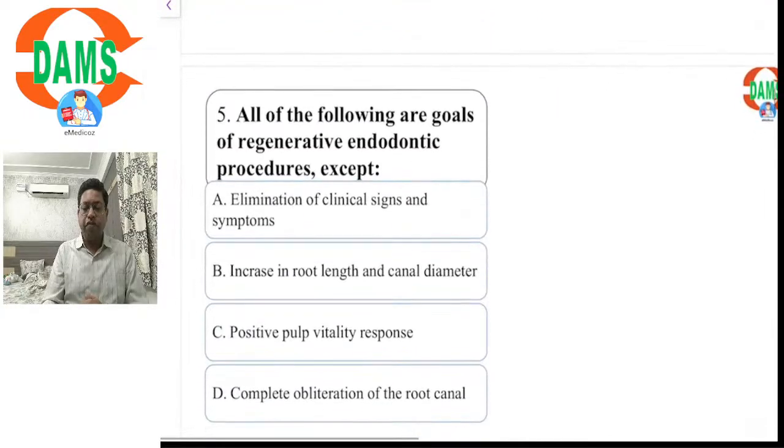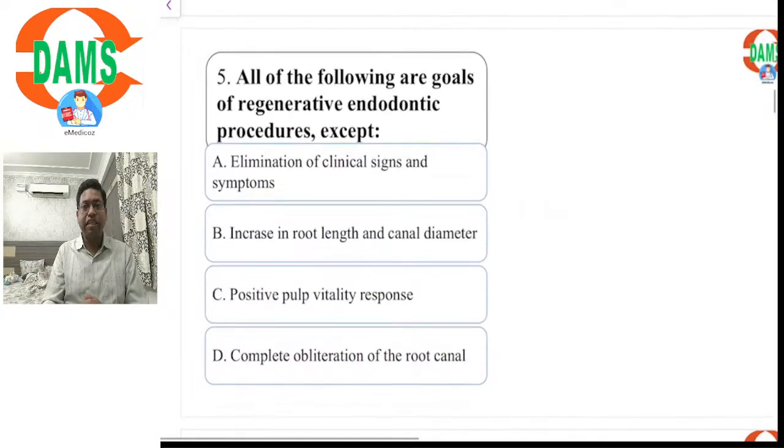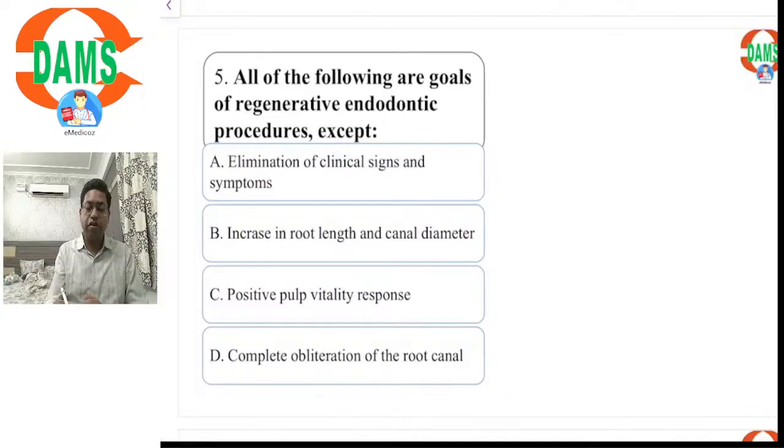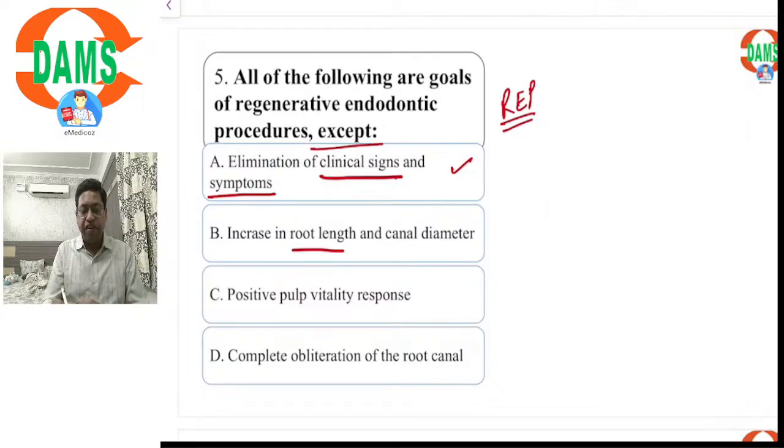Question number 5. All of the following are goals of regenerative endodontic procedures except which is not the goal of REP, regenerative endodontic procedures. Elimination of clinical signs and symptoms, definitely. Whatever treatment we are doing, it should make the tooth asymptomatic and functional. So it is a goal. Increase in length and canal diameter. See, regenerative endodontic procedures are attempted for immature pulpless teeth. So increase in root canal length and diameter is definitely a desirable goal that we need from regenerative endodontic procedures.